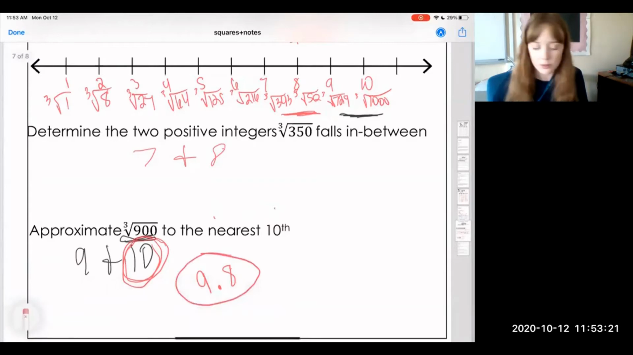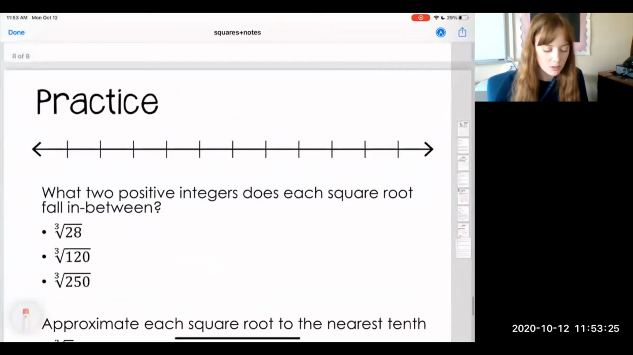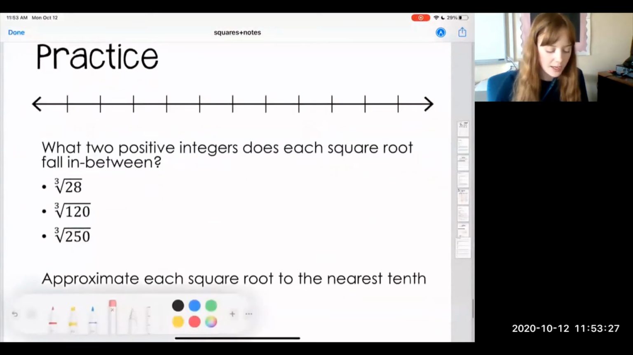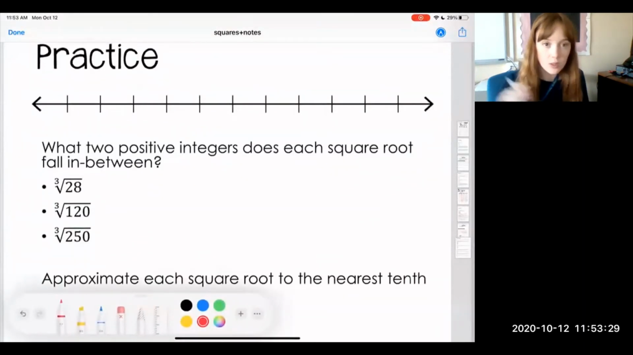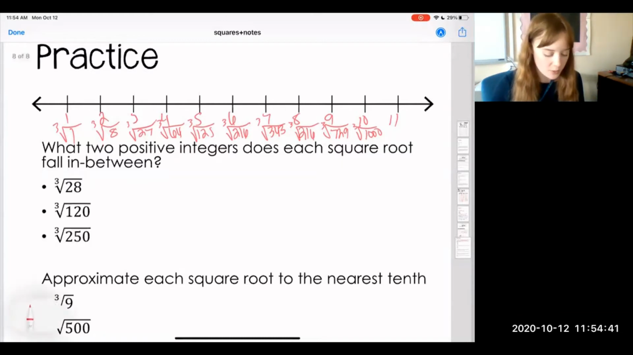Okay, so let's do the practice questions. We'll use the same number line to help us. You can use the same number line you already have written on your paper. I just rewrote it for you to have here. So we're going to do the same thing for the first three. All we have to do is figure out which numbers they fall in between.